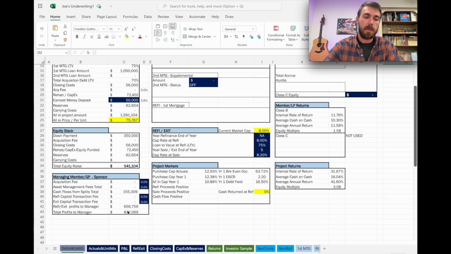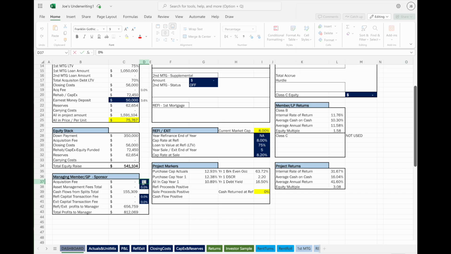So the GP would see a higher return overall, total profits to the manager. And if I'm going to do that, maybe we put a little fee on here. Maybe we say, because I got to eat a little bit too. I'm giving up all the cash flow, but I got to eat. So maybe I'll put like a 2% fee there. It's called an acquisition fee. You see this, it's not uncommon.